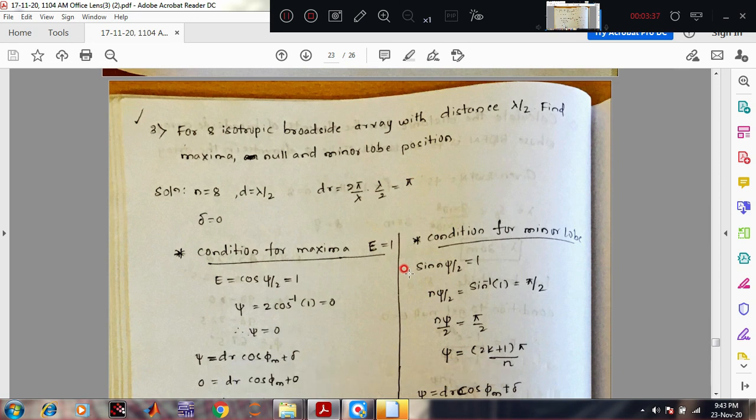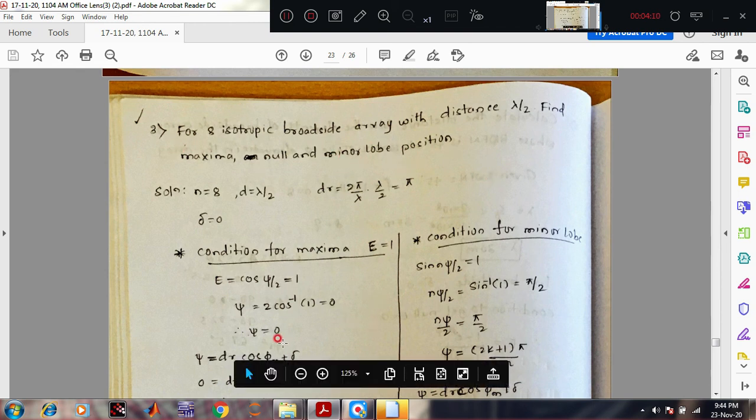What is the problem statement? For 8 isotropic broadside array elements with a distance lambda by 2, find the maxima, null and minor lobe positions. So we have 8 isotropic point sources forming a broadside array with the distance between them lambda by 2. You need to find where exactly the maxima occur, where the nulls occur, and where the minor lobe positions are. All these three derivations we did in the last class, so using the same formulas you need to get the details.